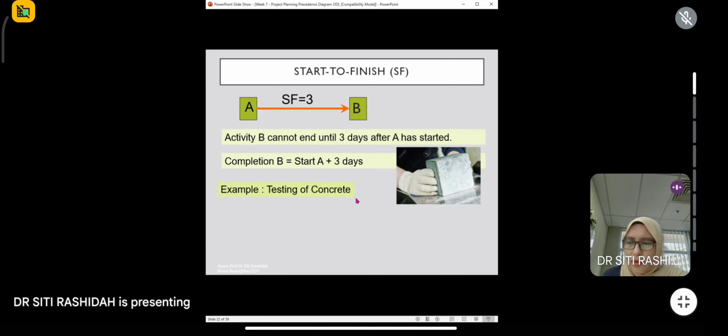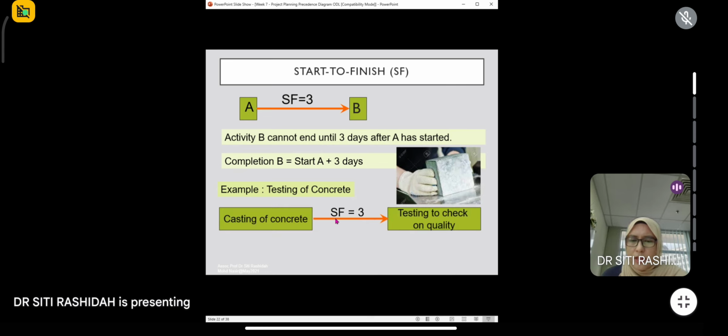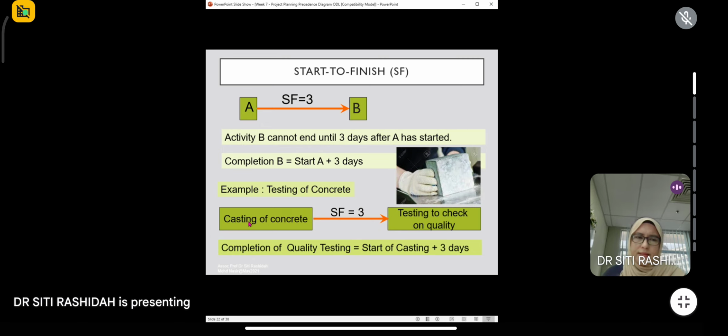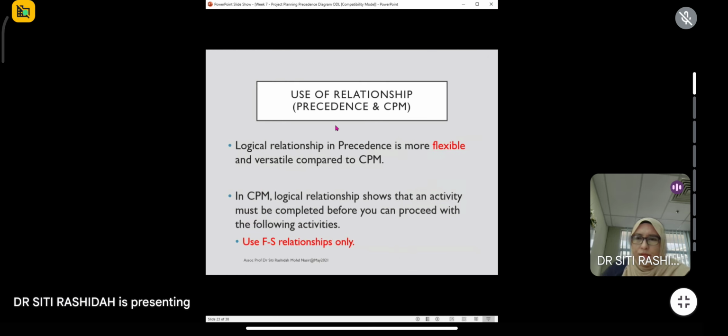Contohnya testing of concrete. Okay, you dah buat cube concrete ni, you want to test on the quality. So you casting of the concrete, you introduce the start to finish relationship of 3, and then only you test the check on quality. Apa maksudnya di sini? The completion of quality testing is equivalent to start of the casting plus 3 days. Okay. Selepas 3 hari casting, ataupun 7 hari casting, for this case 3 lah ya. For after 3 days of casting, your completion of quality checking on the concrete completed. Okay. Now you know the 4 relationship.